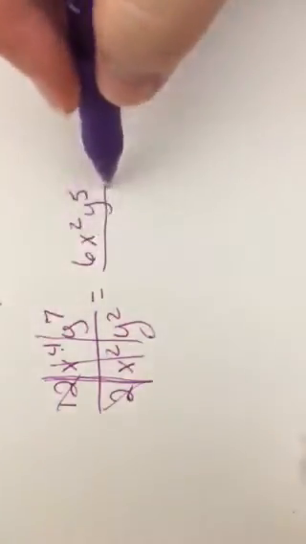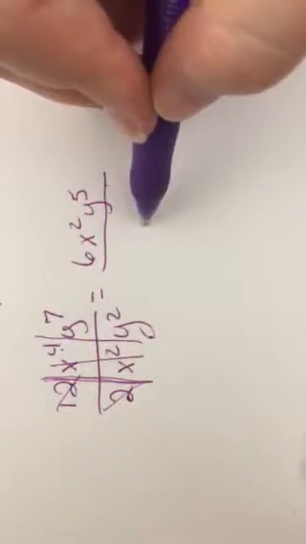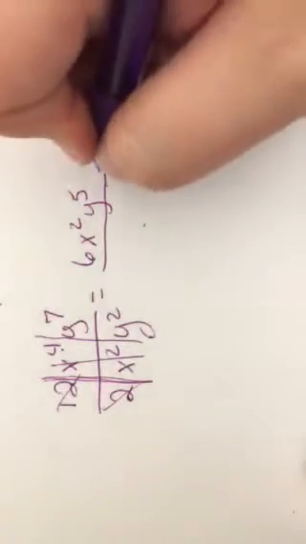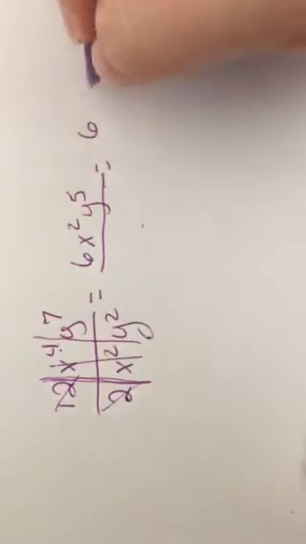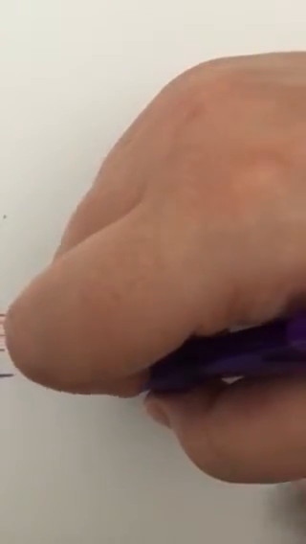Now, I had gone ahead and drawn this line because I wasn't sure if we were going to end up with anything in the denominator or not. In this case, we do not. So I can just rewrite this without my fraction line. It's really not a big deal. And there's your solution. Okay. Let's look at one like this.